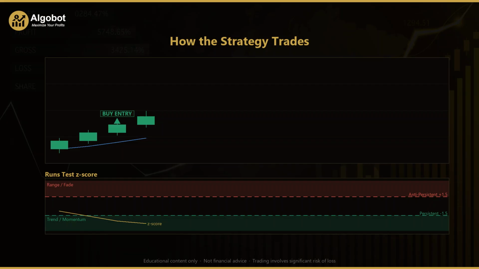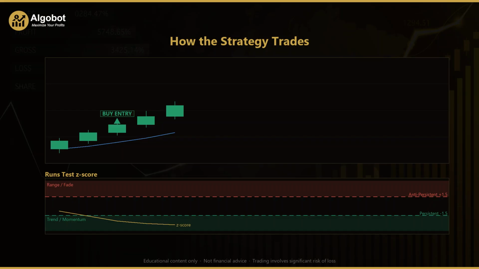When the z-score climbs above the upper line, price changes are alternating back and forth, an anti-persistent or ranging state, and the strategy prepares to fade. The sloping line drawn across the candles is the rolling mean that the fading book targets. We open on the left with a steady climb.